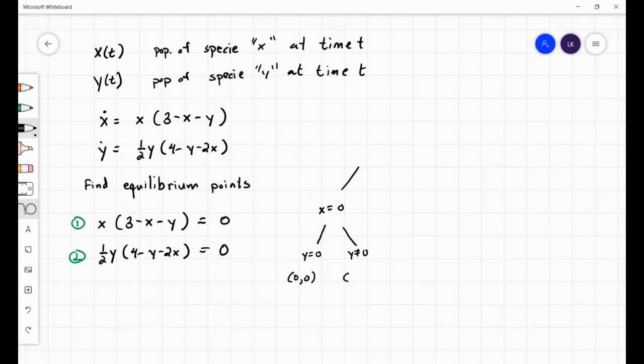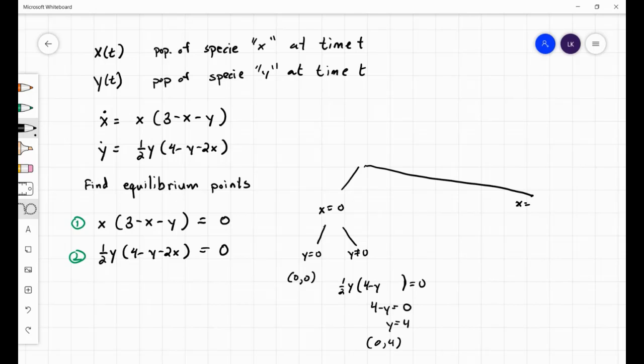But if x is 0 and y is not, then from the second equation, instead of writing 2x, I can write 0 there, because this is the case where x is 0. So you see that y would have to be 4. So that's another critical point, (0, 4).